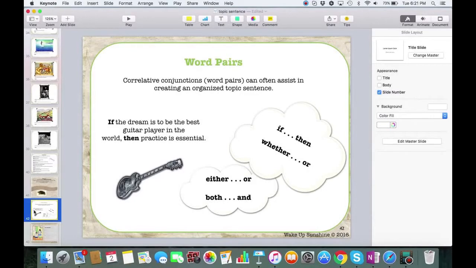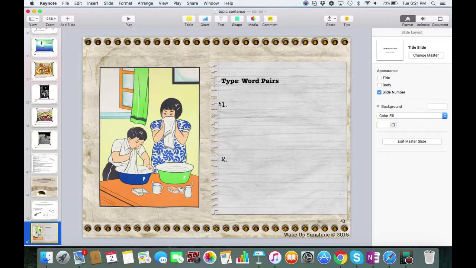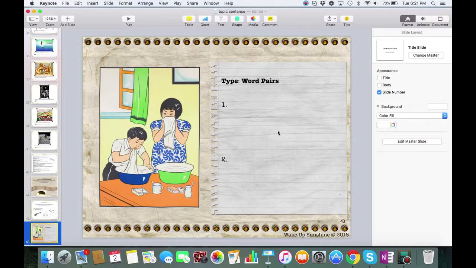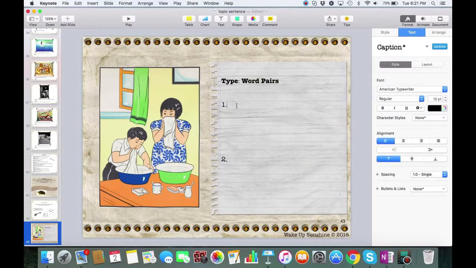So we're going to go ahead and take a look at our practice here. Look at our picture, observe it, take from it what you will, knowing that we're going to do the word pair style. So let's see what I can do with this one before you go ahead and do your practice. Either the child washes his face after dinner, or he cannot have a dessert. And my word pair is either and or.